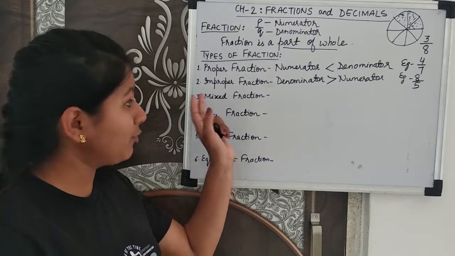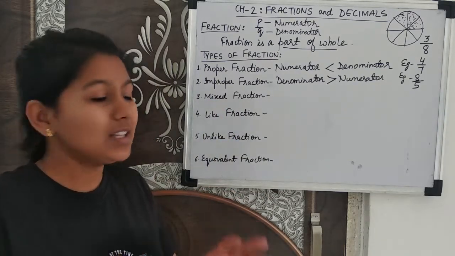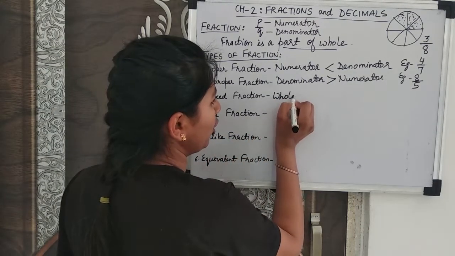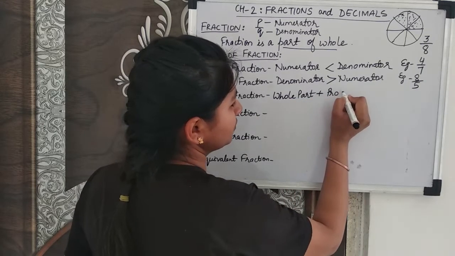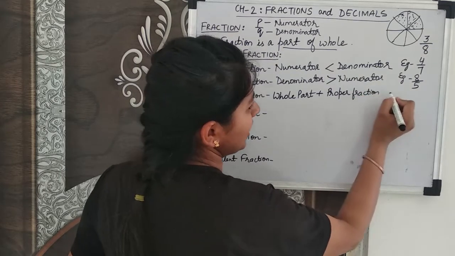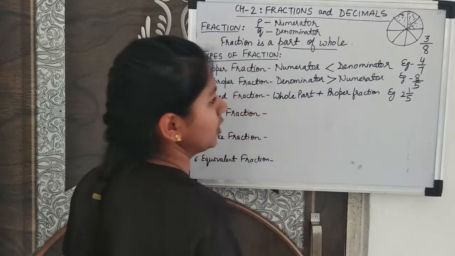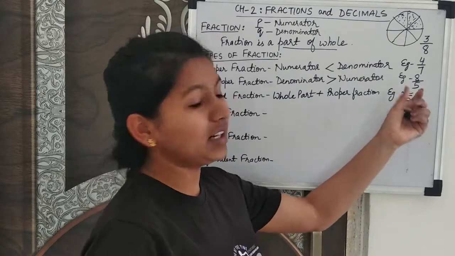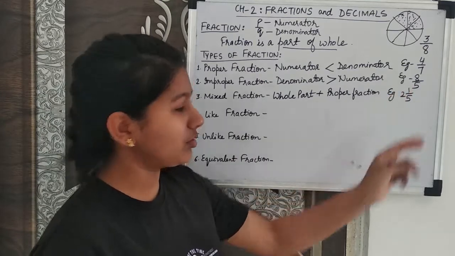If I talk about mixed fraction, in mixed fraction something is being mixed. What is that? That is a whole part. So in mixed fraction, we have one whole part plus a proper fraction. Example, 2 and 1 by 5. 2 is whole and this is 1 by 5. We read it as 2 and 1 upon 5. So this is a mixed fraction in which we have 3 numbers.